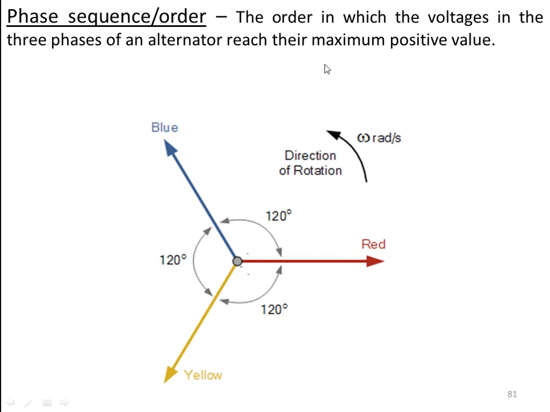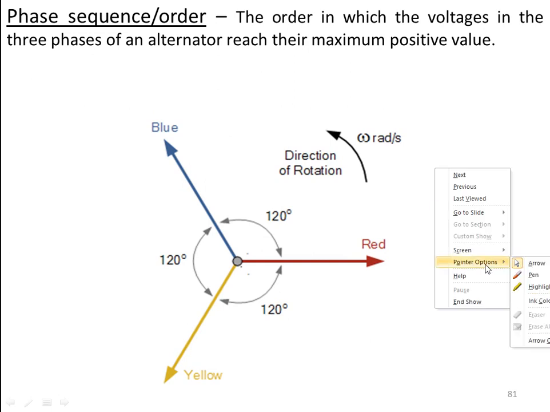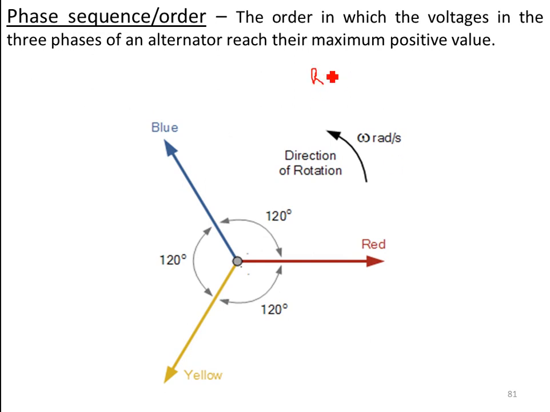Phase sequence is defined as the order in which the voltage in the three phases of an alternator reaches their maximum positive value. That means I can connect in this form, like R, first R phase, then yellow phase, then blue phase. Okay, if that is the case, this will be the phasor diagram. Initially red will come, then yellow will come. With respect to the point X, rotating in the counterclockwise direction, first red will come, then yellow will come, then blue will come.